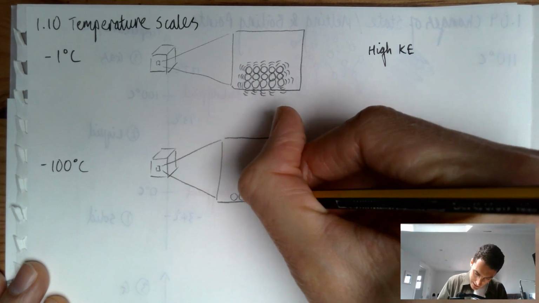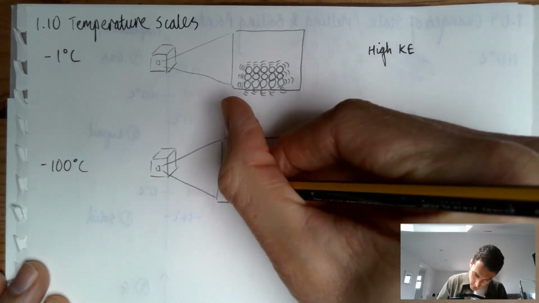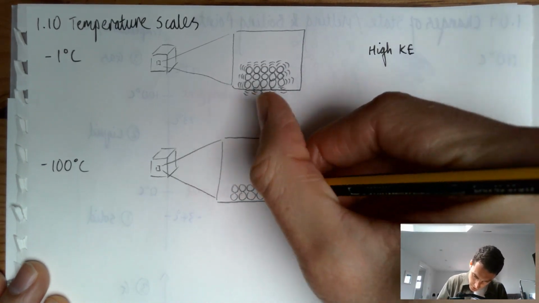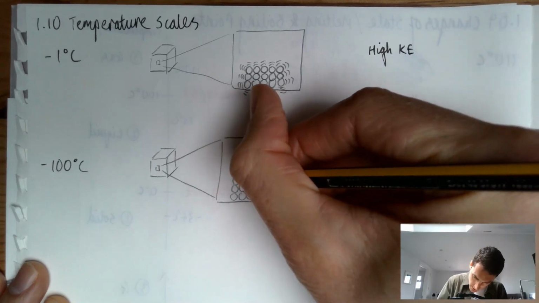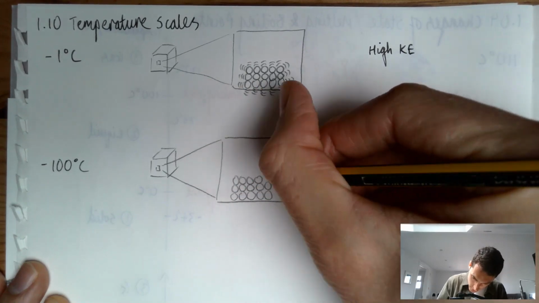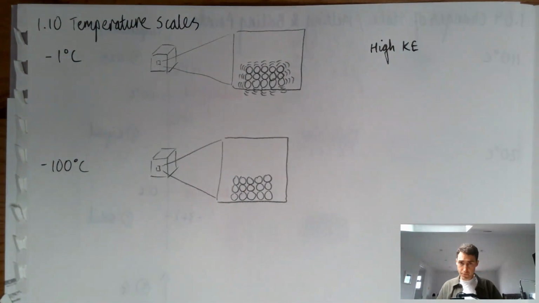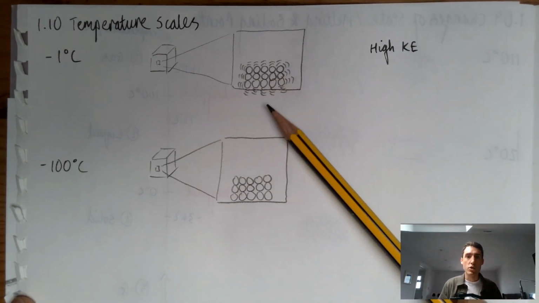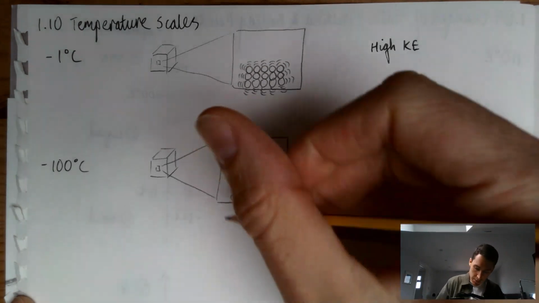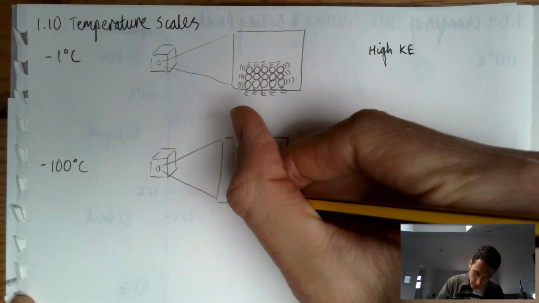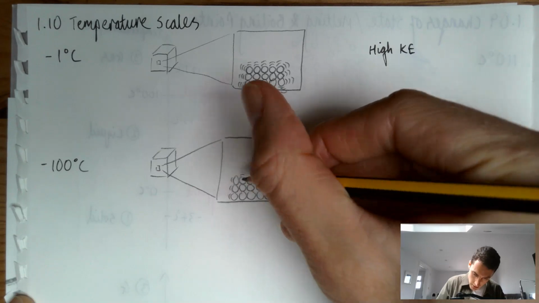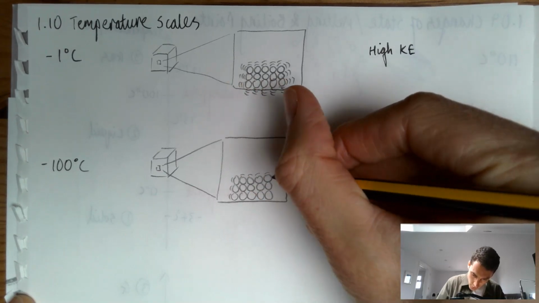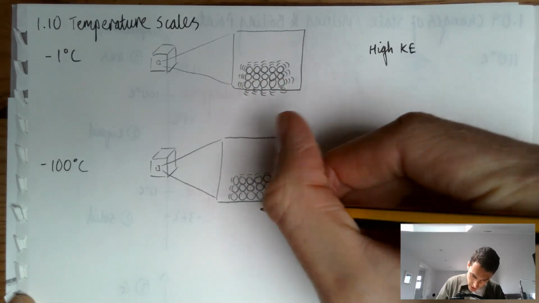So hopefully they'd realize that if you've cooled it, then you're not going to change the arrangement. They're still going to be in this fixed lattice regular arrangement. But what, if they understand the concept of temperature, you would hope they would appreciate is that where these particles were jiggling absolutely loads, these particles are going to be vibrating quite a bit less. So I'm going to just draw kind of one line like this. They're not jiggling very much.